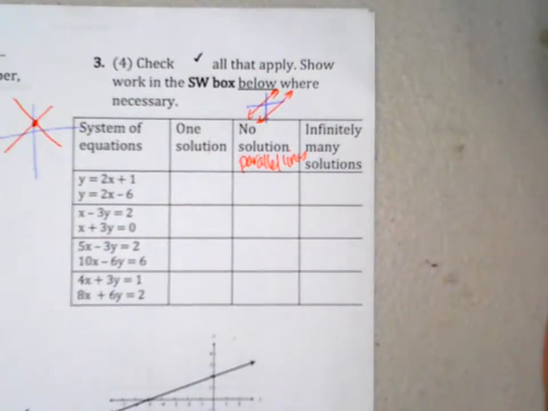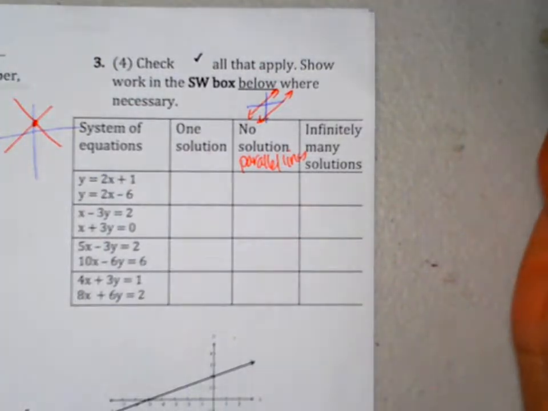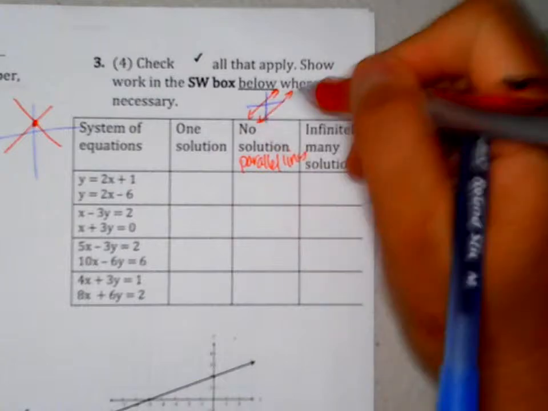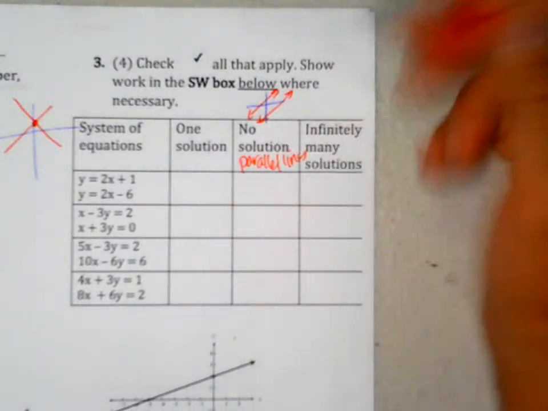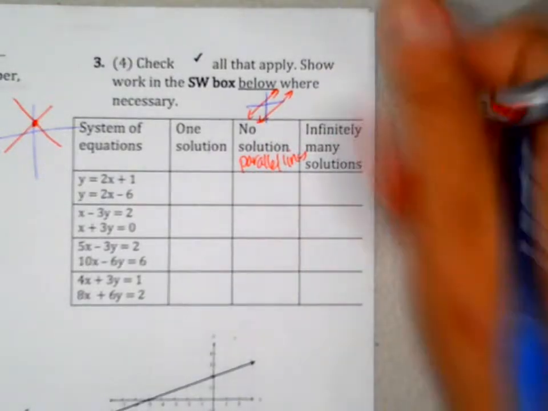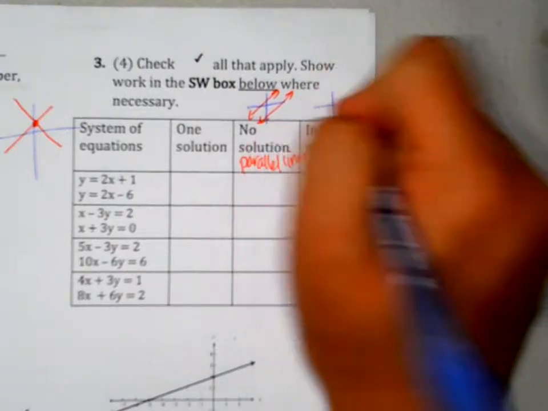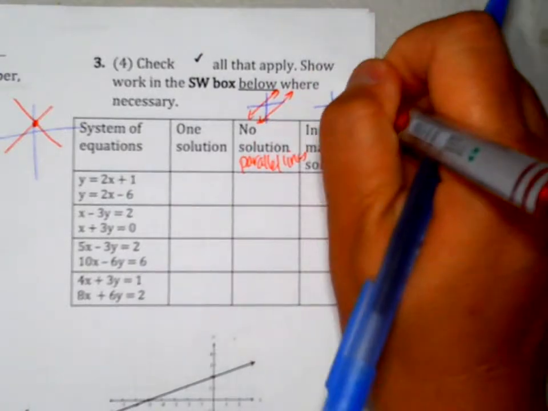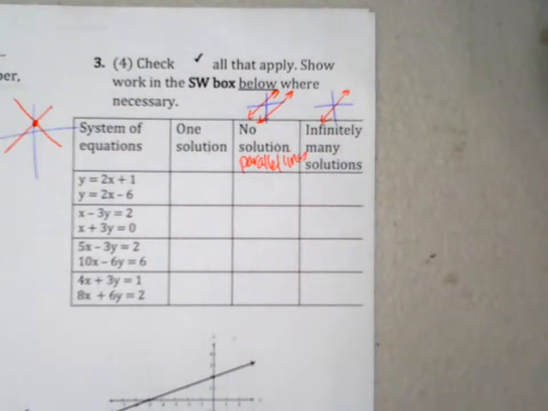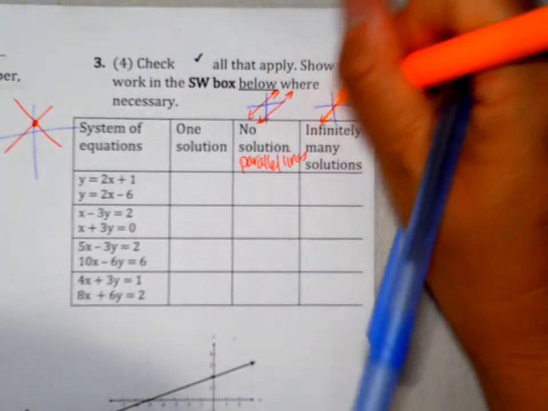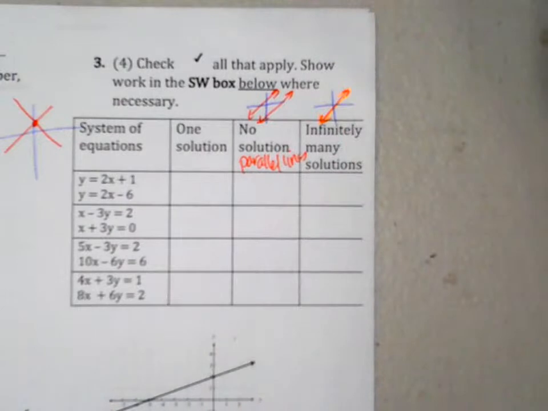Parallel lines, okay? And parallel lines mean you have the same slope. They never intersect. There is no solution. And infinitely many solutions is if you have a graph and you have a line right here and your second line that's literally right on top of it. So every single point's the same. Those are infinitely many solutions.